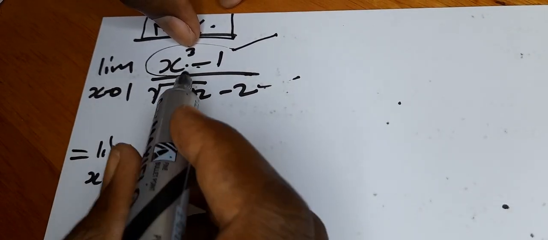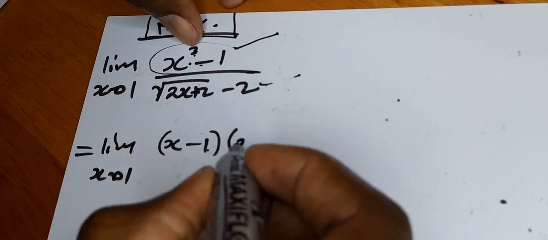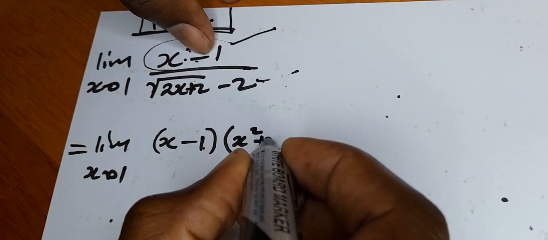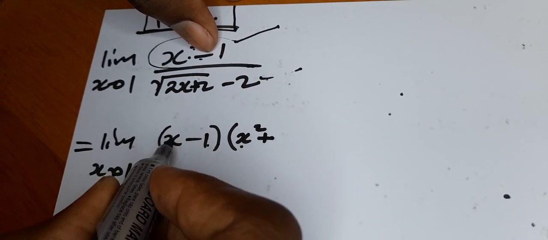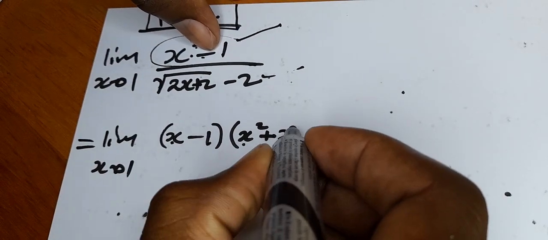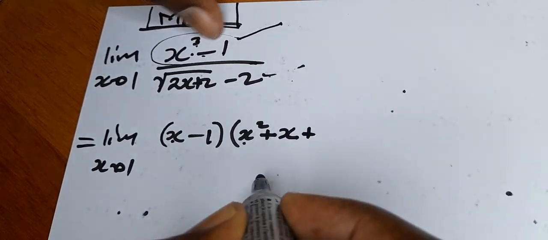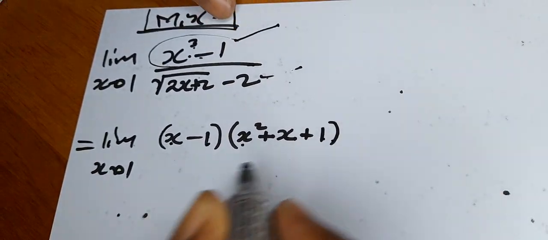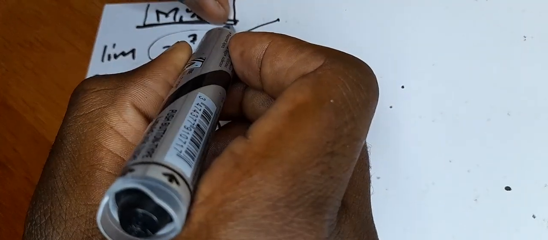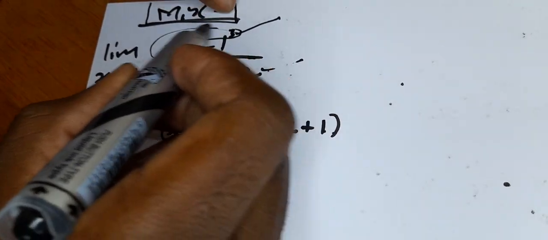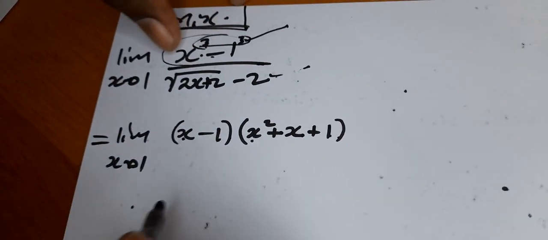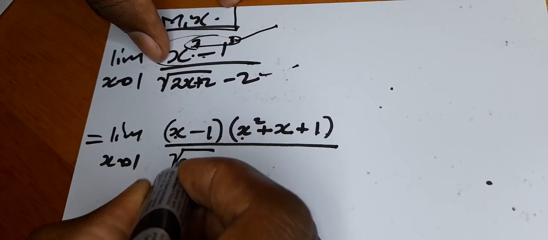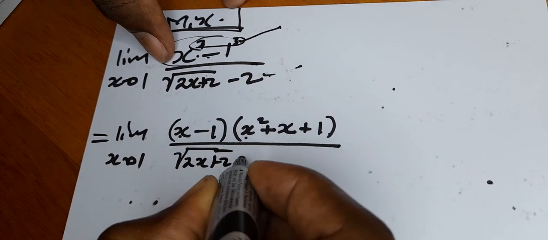Then now we are going to say x to the 3 divided by x is x squared. Then since we have a negative here, we are going to write positive. Then we say x multiplied by 1 is equal to x. Then here is always positive. 1 divided by 1 is equal to 1. Remember, we can write 1 as 1 to the 3, so now we have the same exponents. Then all over the square root of 2x plus 2 minus 2.